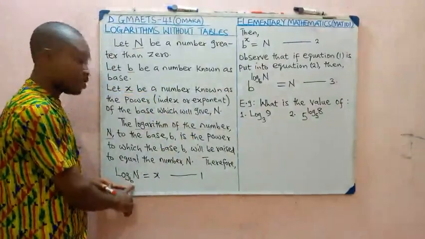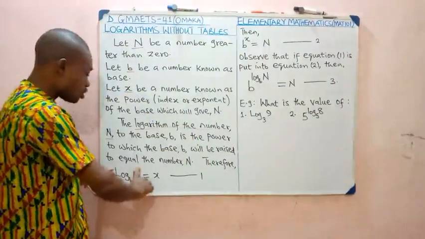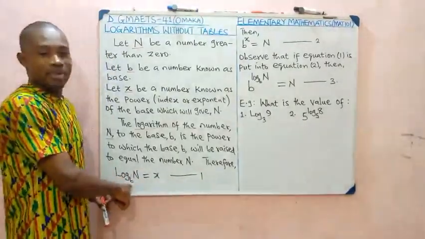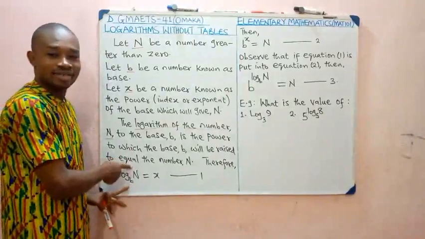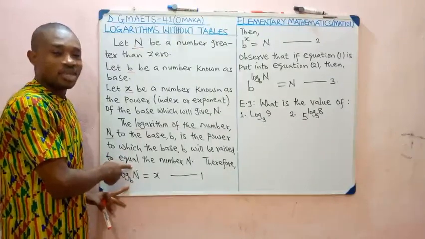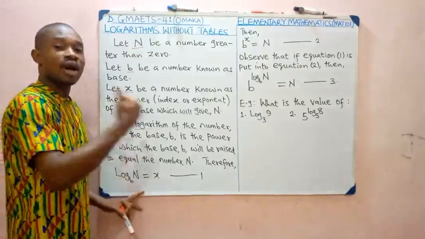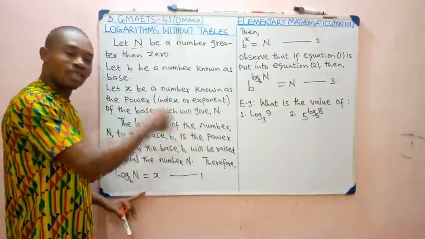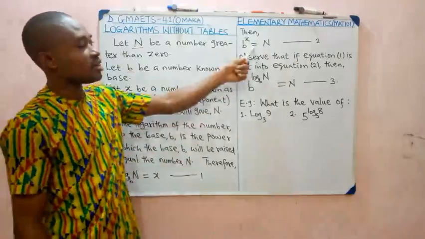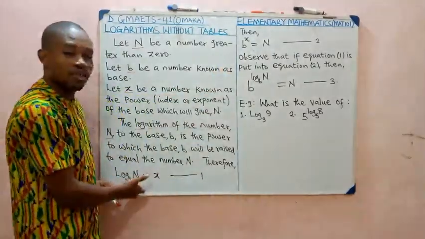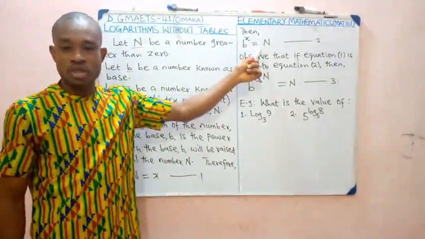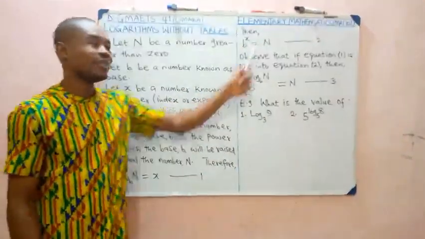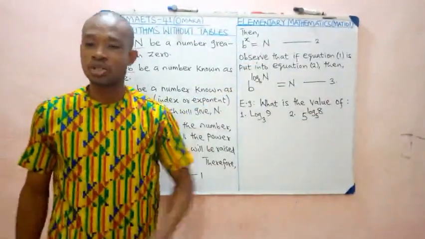Look at this. If you have log N to base B, all this logarithm will be equal to X. This X is the power of the base B which will produce what? N. So if you have log N to base B, your answer will give you the power of B which will result in N. And that is what I tried to write out in equation 2 here. When we have this as the definition of logarithm, that goes with equation 2, because if I have B raised to power X, I'm expected to get N. Equation 2 is the indicial equation form of this logarithm.